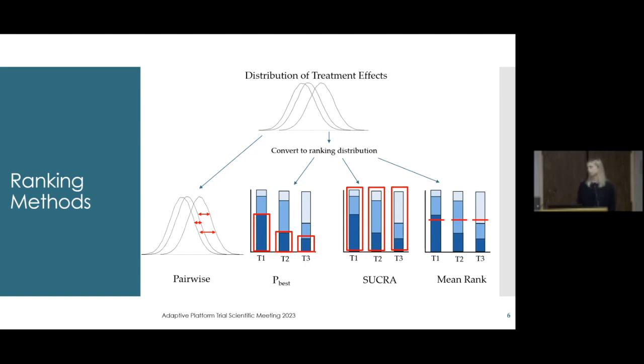SUCRA stands for the surface under the cumulative ranking curve, and this is commonly used in network meta-analysis. It's essentially just a weighted average of the ranking distribution for each treatment. So in contrast to p-best, SUCRA does take into account the entire ranking distribution for each treatment, and that's why we are considering it. Finally, mean rank is similar to SUCRA in the sense that it also takes into account the entire ranking distribution. It's a little bit simpler as it just takes the rank for each treatment and then compares them based on that.